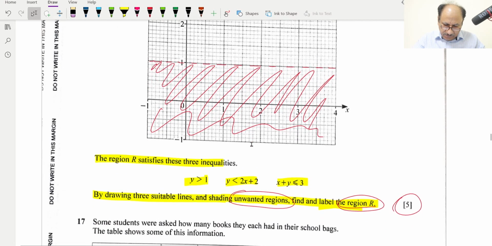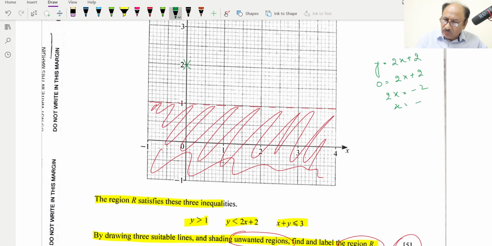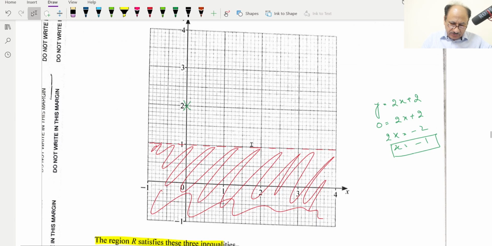And we can draw the second one. y is less than or equal to 2x plus 2. So 2x plus 2 means it's passing through 2. This one is the y-intercept, and if we replace x is equal to 0, y is equal to 2. And if we replace y is equal to 0, so y is equal to 2x plus 2 and y is equal to 0, it means 2x plus 2 is 0, so 2x is equal to minus 2, so x is equal to minus 1. So x is equal to minus 1, and the line will be broken because equal to is not included.